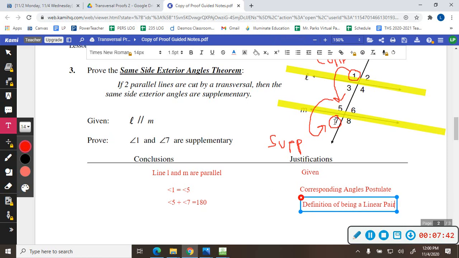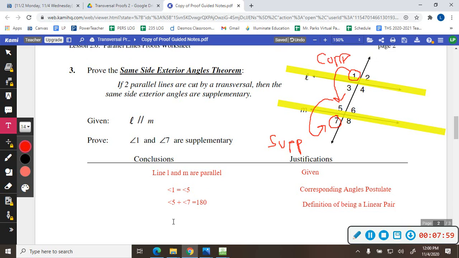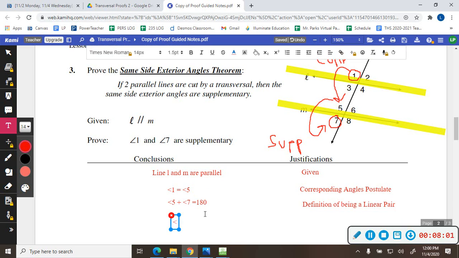So 5 plus 7 is 180. Okay. So now what I'm going to do, I know that angle 1 equals angle 5. I know that angle 5 plus angle 7 is 180. But instead of putting a 5, I'm going to put a 1. So I'm going to say that angle 1 plus angle 7 is 180.